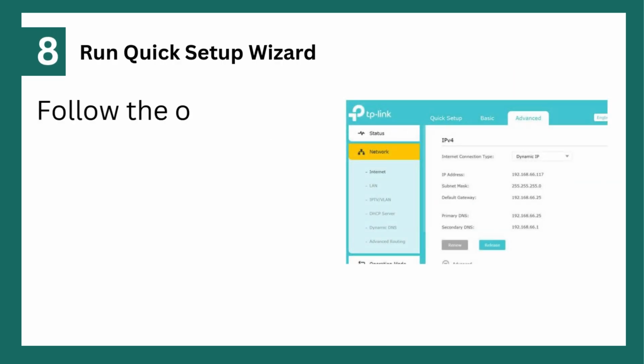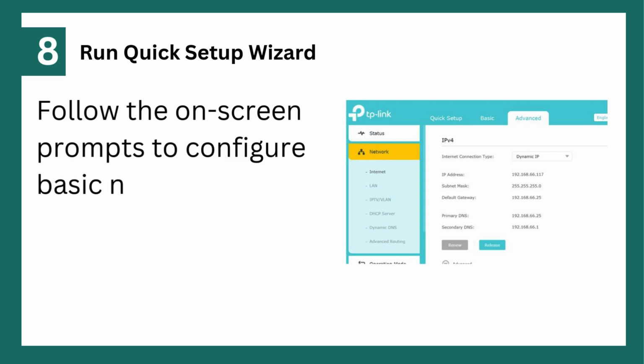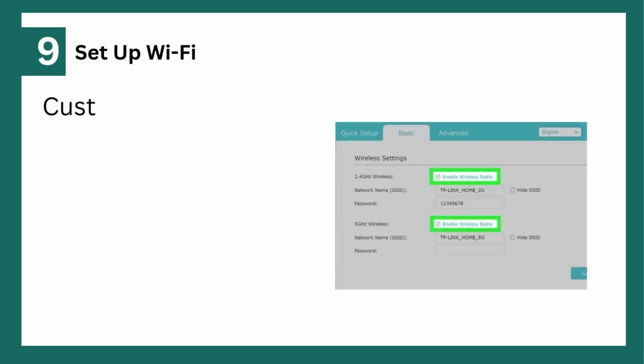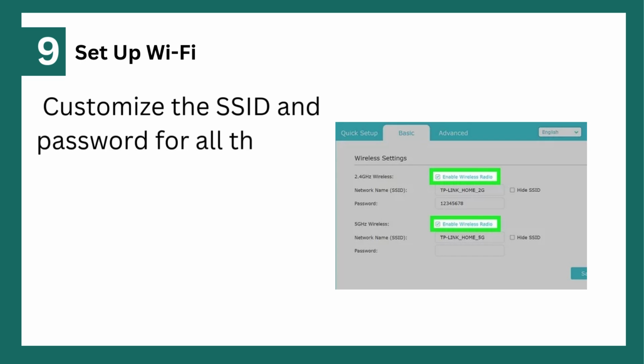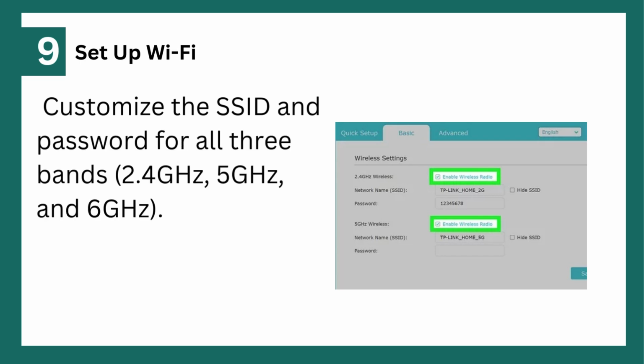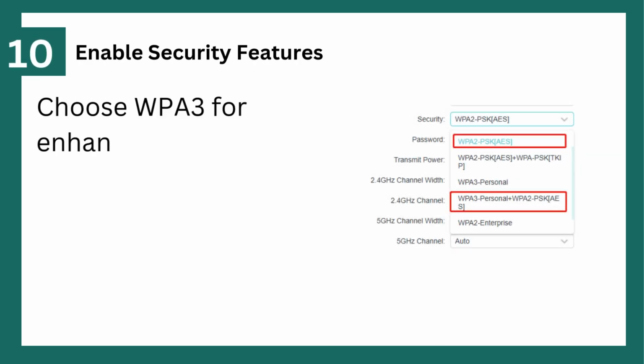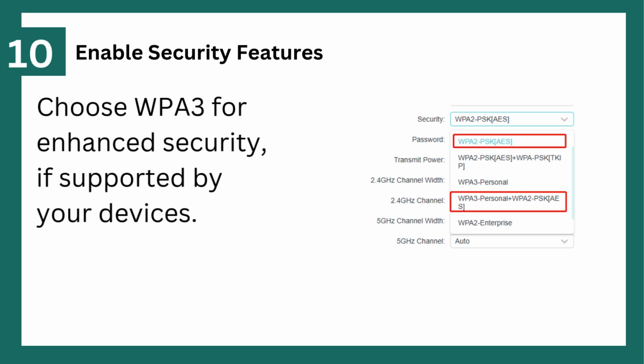Run quick setup wizard. Follow the on-screen prompts to configure basic network settings. Set up Wi-Fi. Customize the SSID and password for all three bands, 2.4 GHz, 5 GHz, and 6 GHz. Enable security features. Choose WPA3 for enhanced security, if supported by your devices.